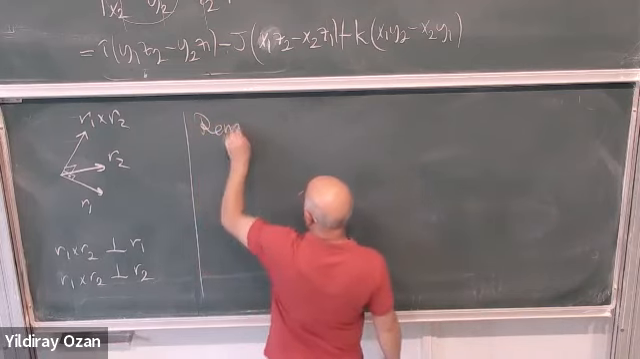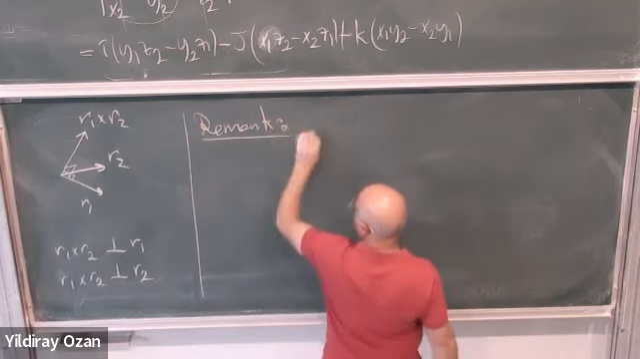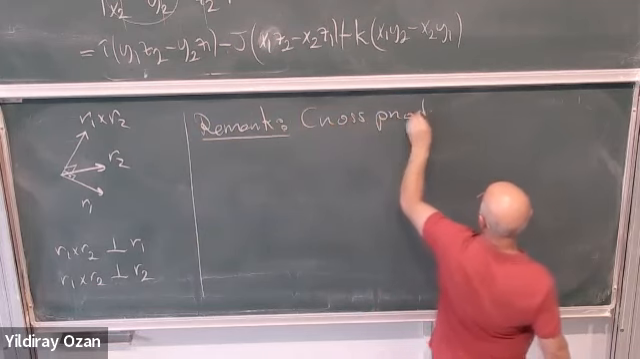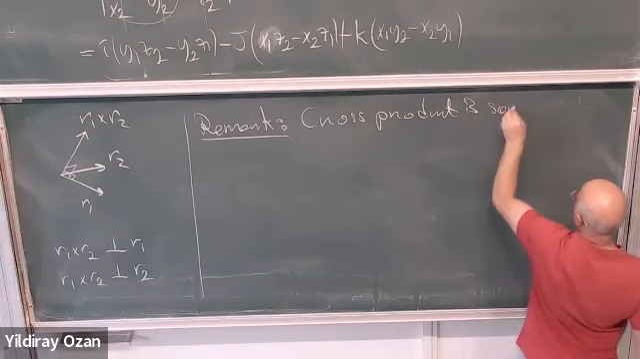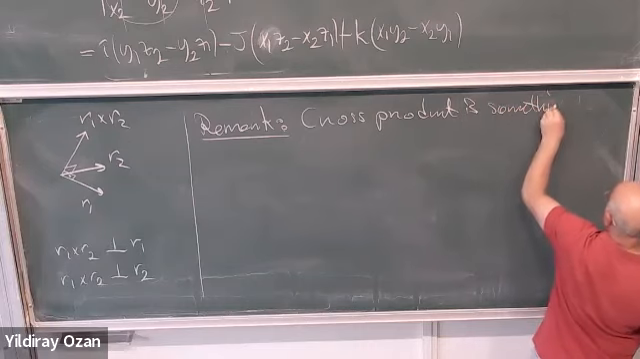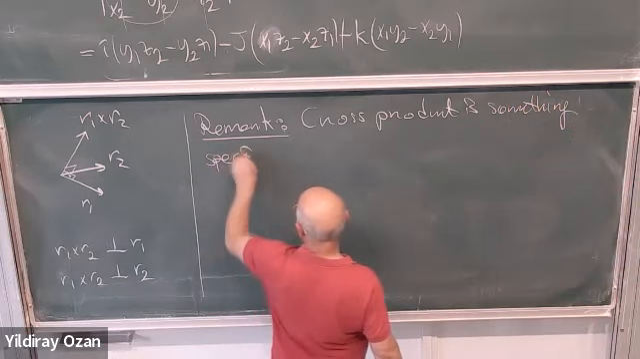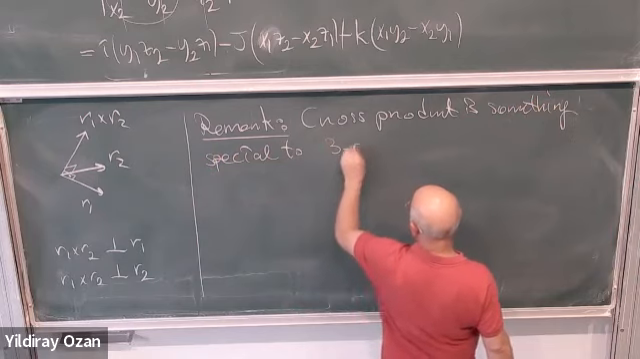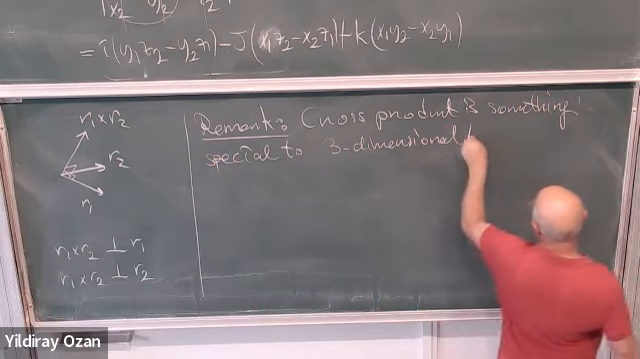Let me write it as a remark. The cross product is something special for 3-dimensional Euclidean space.